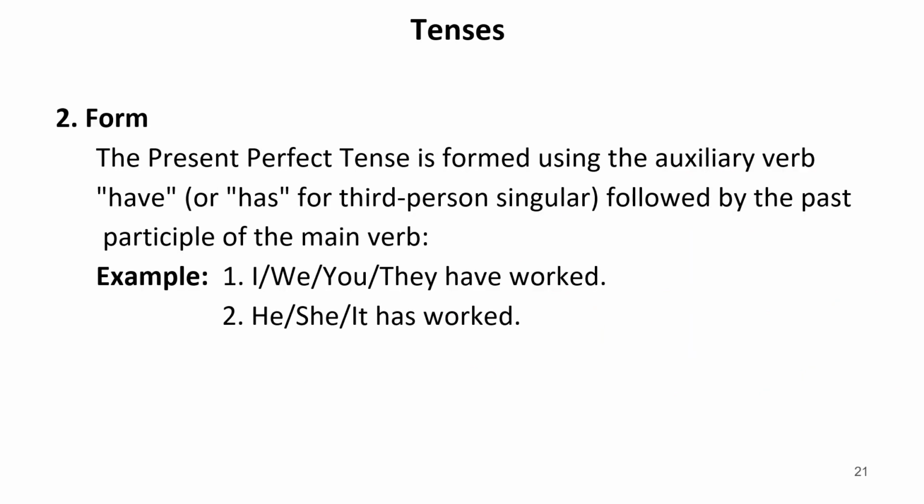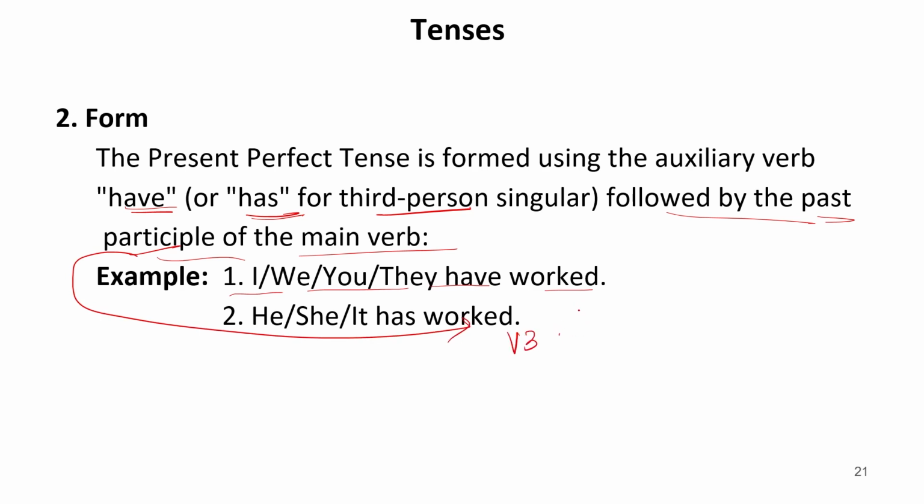Now again, present perfect tense is formed using the auxiliary verb has or have. For the third person, has. For first and second person, and also for the plural, we write have, followed by the past participle of the main verb. I, we, you, they have worked. Past participle is actually the third form of the verb. Now, the sentences will be like, in affirmative, negative, then interrogative.